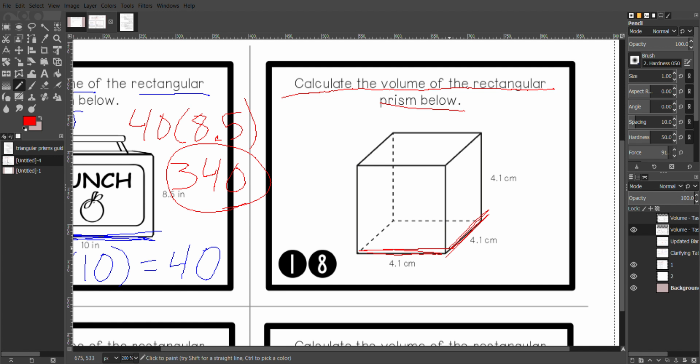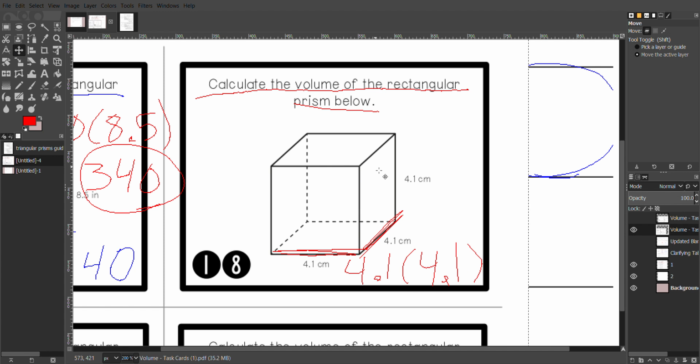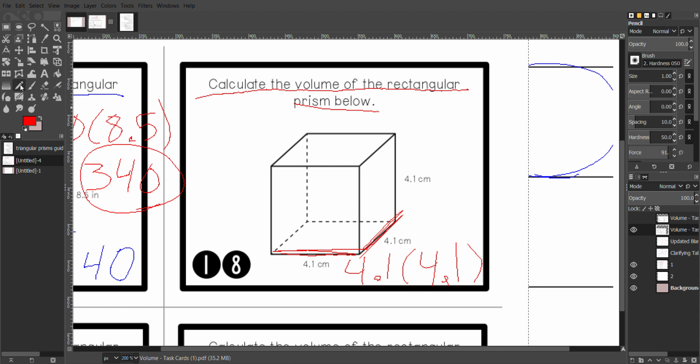I'm going to do 4.1 times 4.1. And what do I get when I do that? I will pause. I get 16.81. So what number do I multiply 16.81 by to get the volume of this prism? I will pause.